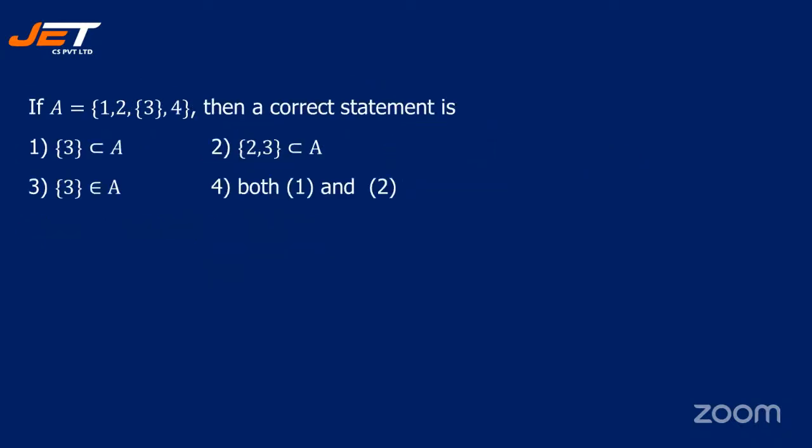If A is equal to {1, 2, 3, 4}, then the correct statement is dash. Option 1: {3} is a subset of A. Option 2: {2, 3} is a subset of A. Option 3: 3 is an element of A. Option 4: Both 1 and 2 are correct. All right. So very simple question, students. I'm sure you can definitely answer this. Right. Srinitya says it's 3.